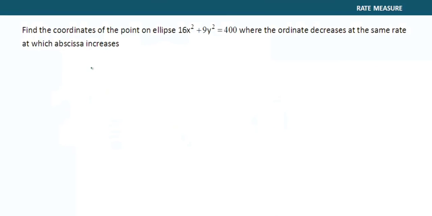The question says: find the coordinates of a point on the ellipse where the ordinate decreases at the same rate at which the abscissa increases. So how the rate measure comes into this picture is that the ordinate is decreasing at the same rate at which the abscissa increases. If they are decreasing or increasing, it must be with respect to something. Let's start the question. I'll explain this midway.